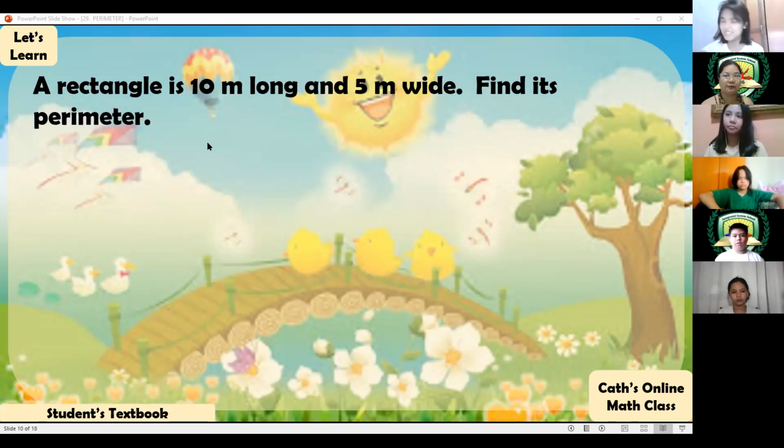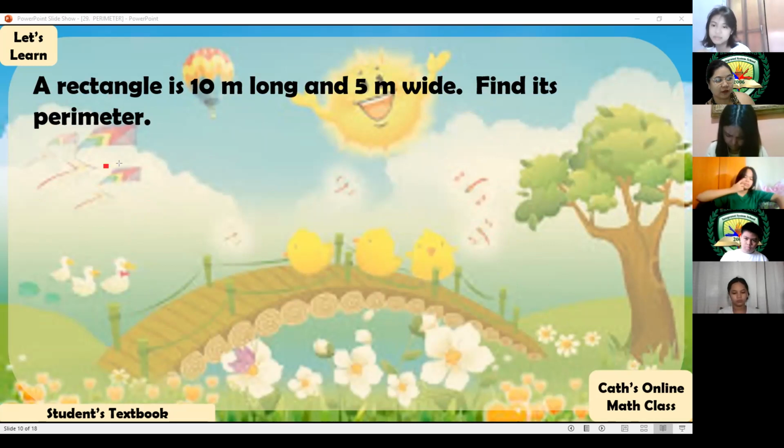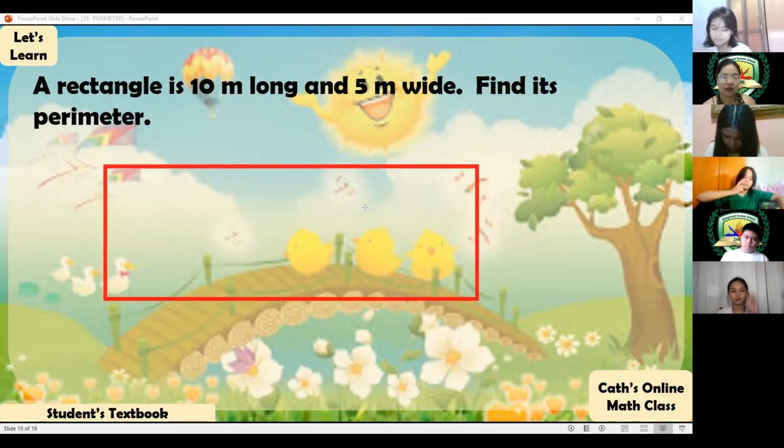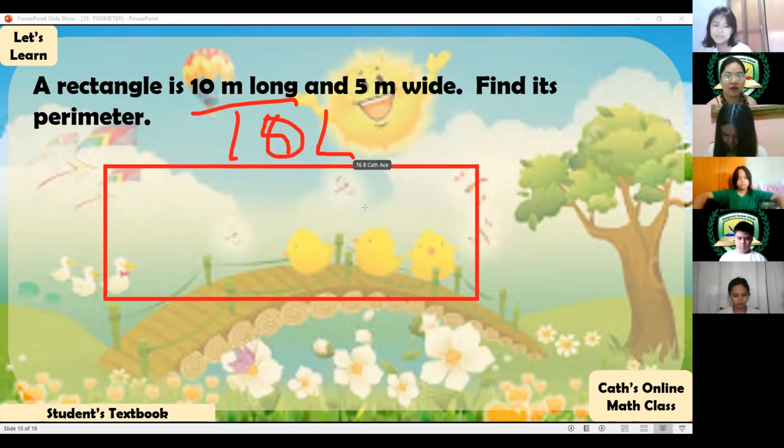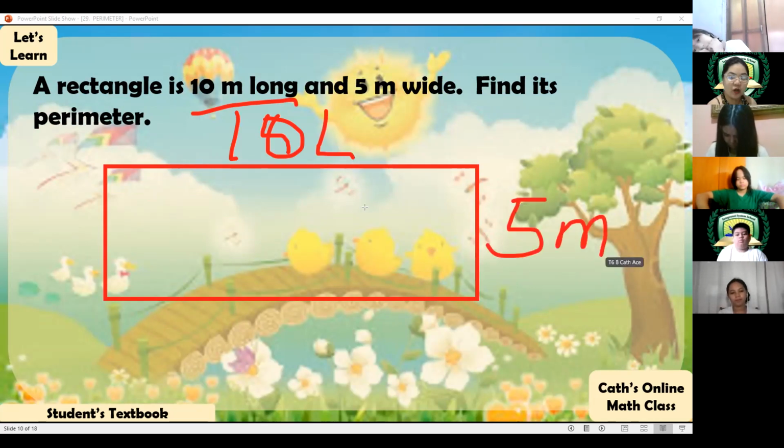Okay, how about this one? A rectangle is 10 meters long and 5 meters wide. Find its perimeter. 30. Okay, how did you know? 10 meters long, saan yun? Yun sa mahaba po. Okay, yan, length. This one, 5 meters, is the width. So, paano nyo nalaman na 30?